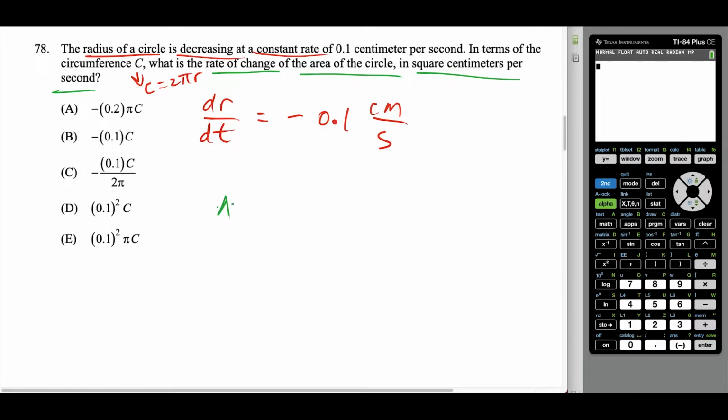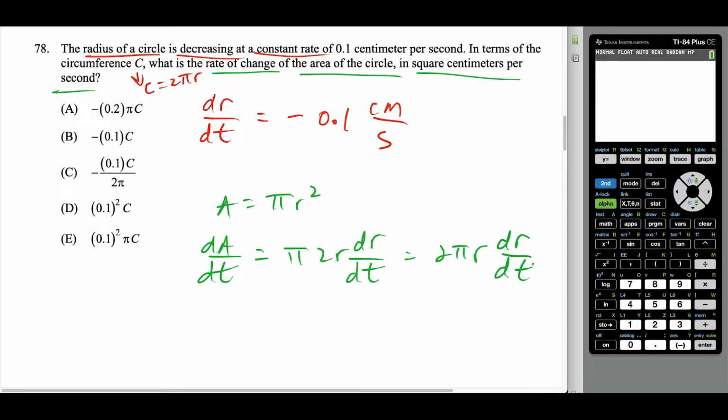For the rate of change of area, first we have to know the area of a circle. The formula is pi r squared. If we find dA/dt, we're taking the derivative of r squared with respect to time. So we have pi times 2r, and then dr/dt. If I rewrite this, this is 2 pi r dr/dt.